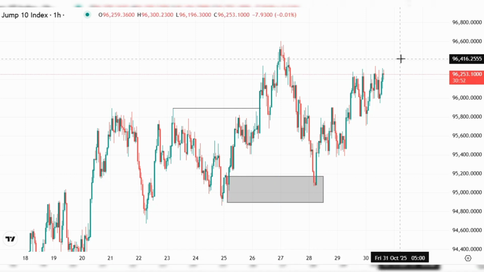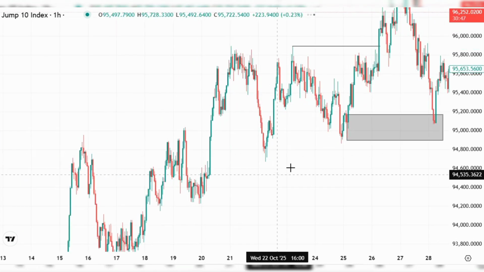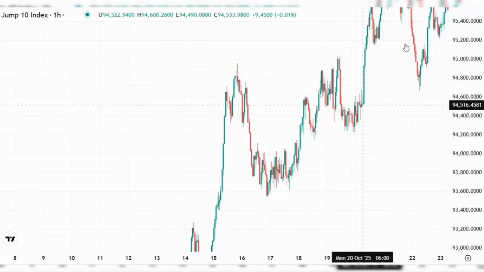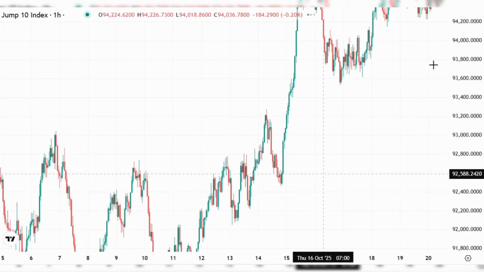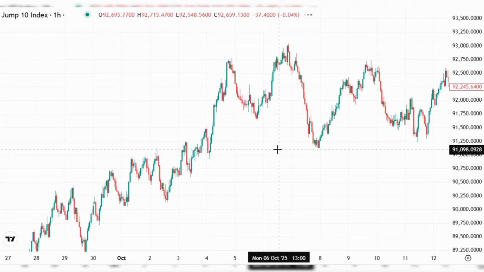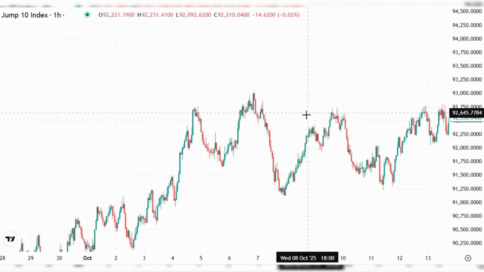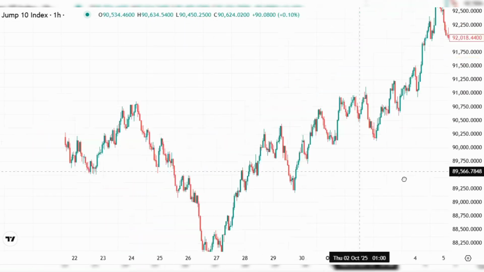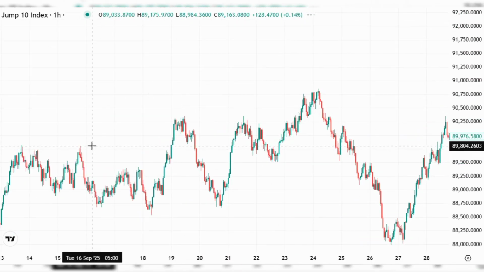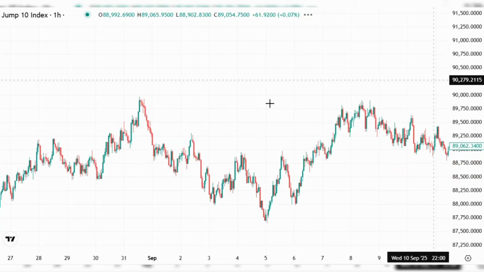Now, let me identify more order blocks on the chart for you to understand. Let's keep going and see if we can find a bearish order block. I want to give you an example on the bearish side, because we've seen the bullish side. Now let's check for the bearish side and see if we can get anything.